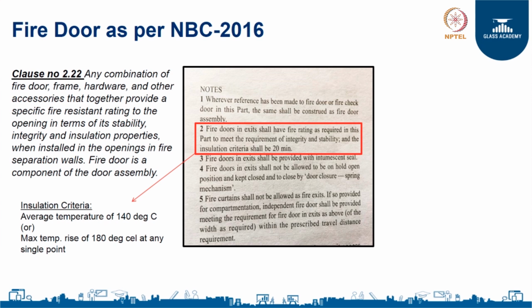It says fire doors in exits shall have fire rating as required in Part 4 to meet integrity, stability and insulation for 20 minutes. So, in some parts of the building code, it also says that all fire doors need to be insulated for at least a duration of 20 minutes. Now, we all know what EI stands for, right? It stands for integrity and insulation.